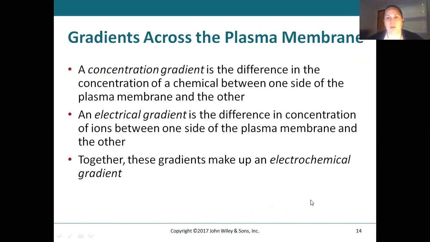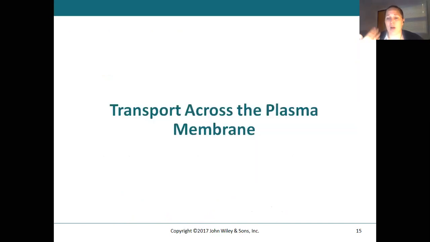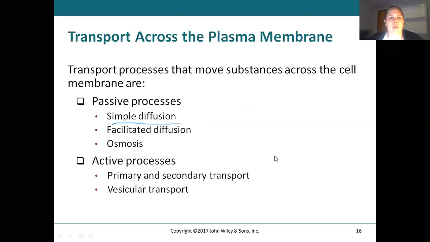Okay. So we've talked about the electrochemical gradient and about some of the proteins that are embedded in the cell. Let's talk about how molecules specifically get inside and outside of the cell, aka how they get transported across the plasma membrane. There are a few different types of processes that allow for movement across the cell membrane. First, you have passive processes, things like simple diffusion, facilitated diffusion, and osmosis. We'll talk about these passive processes.